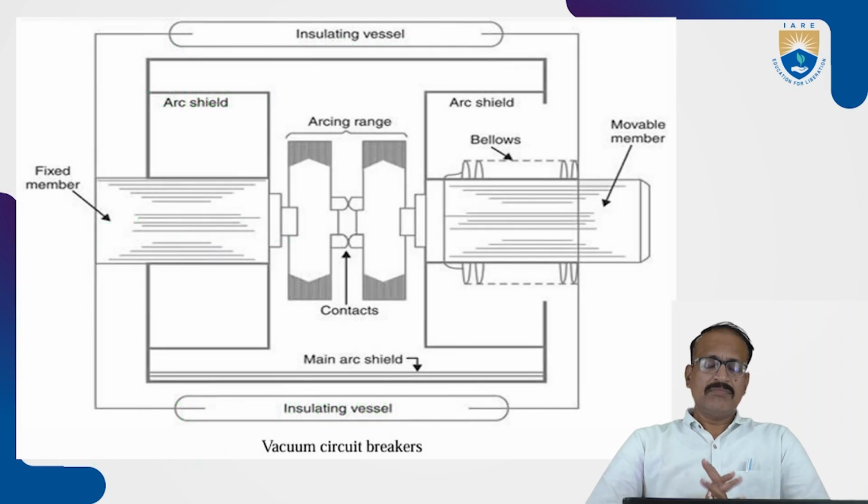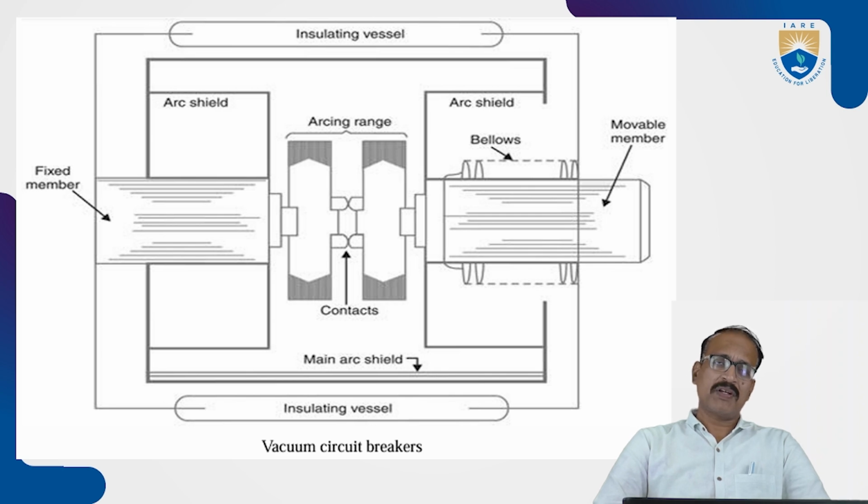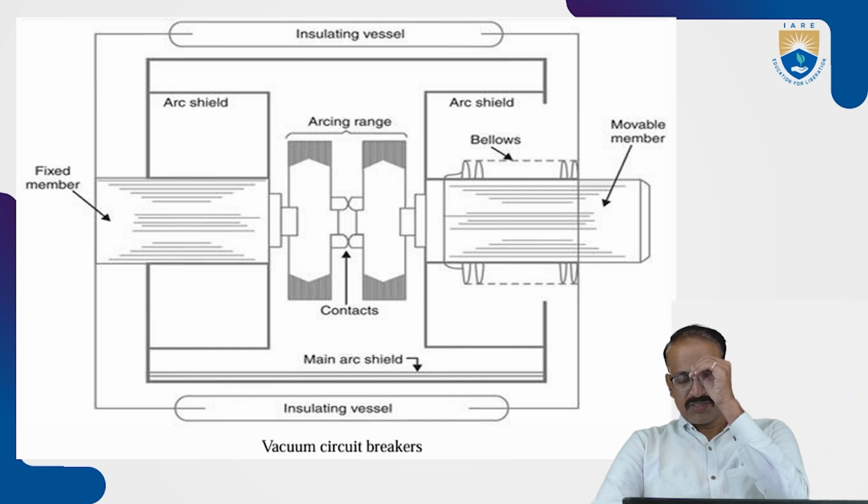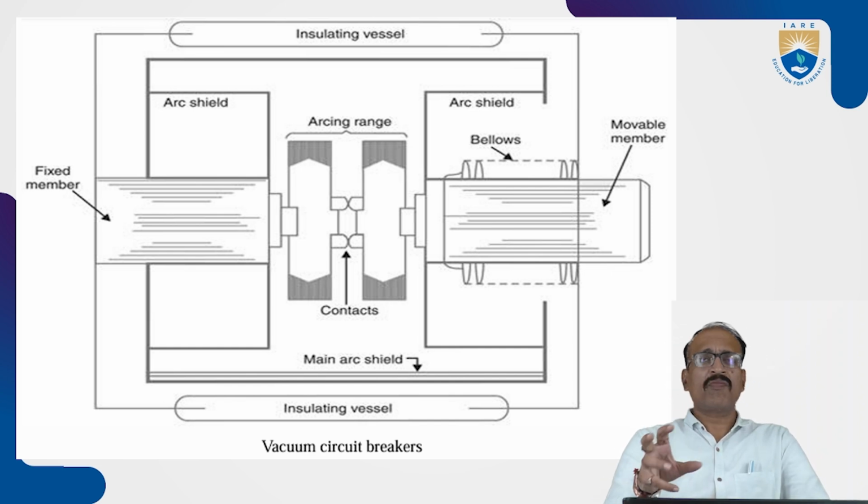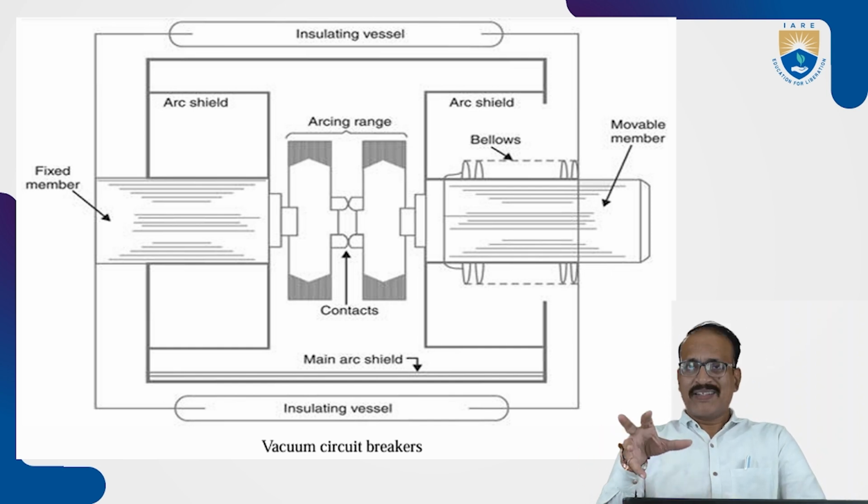So this is the diagram. The insulating vessel, the arc shield, and the contacts. So there will be arcing range and a movable member and the fixed member or contact. Similar, almost all similar. Design may be somewhat different because we have to create the vacuum.